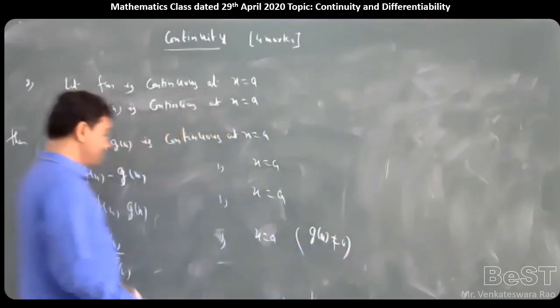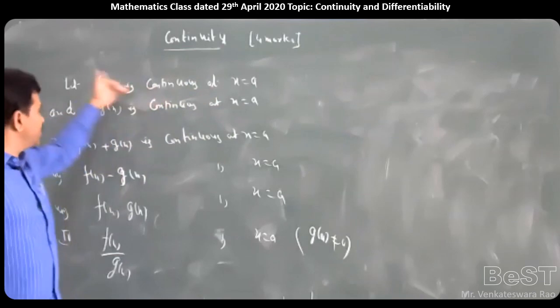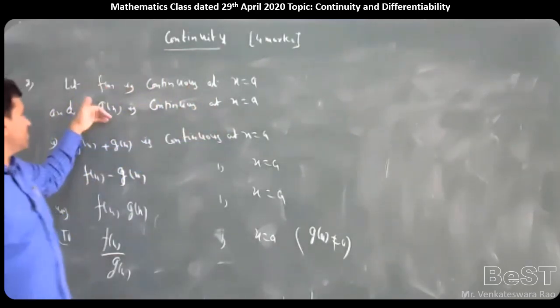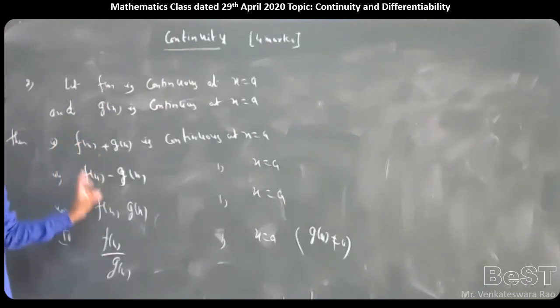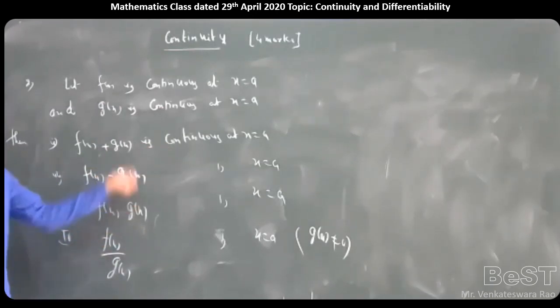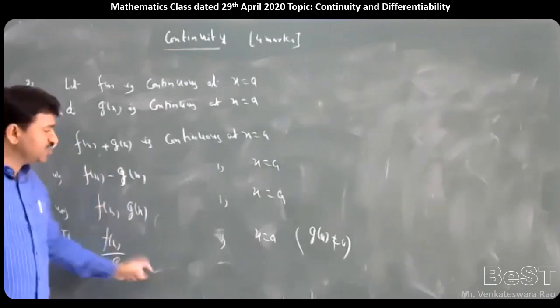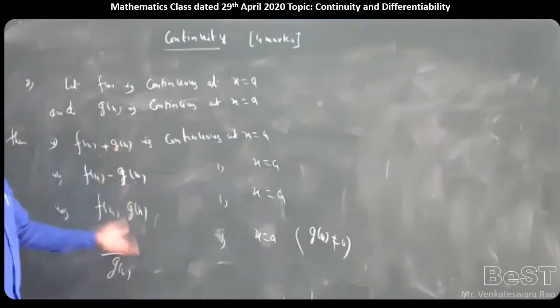Denominator should not be 0, for f of x by g of x. So see that if f of x is continuous at a particular point x is equal to a, and g of x is also continuous at x is equal to a, then the sum of these two functions is also continuous at x is equal to a. The subtraction, f of x minus g of x, is also continuous. F of x into g of x is also continuous, and f of x by g of x is also continuous at x is equal to a. So we'll use this property.